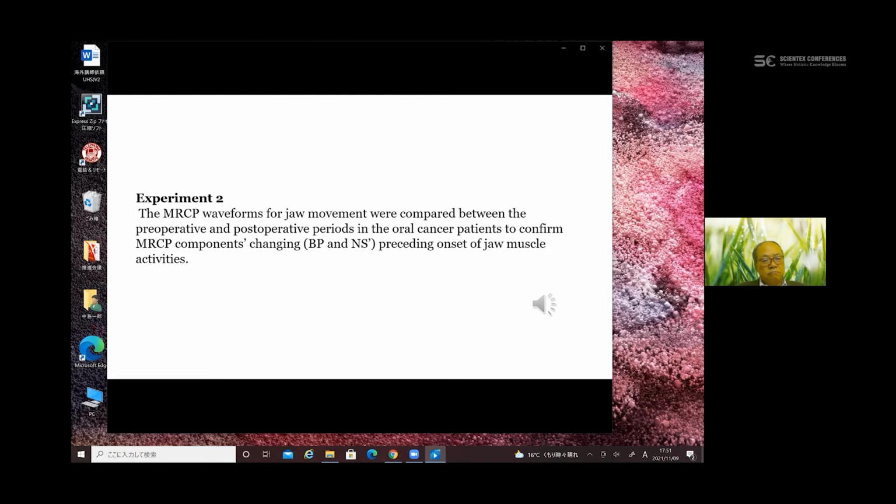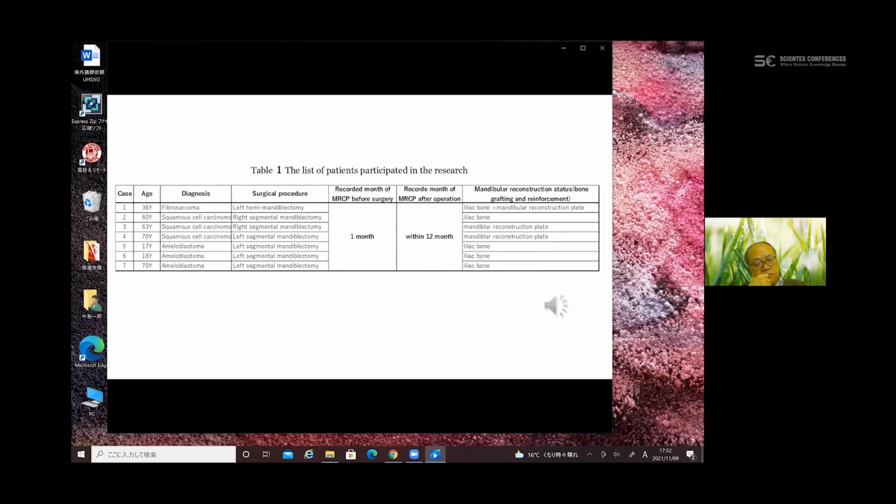Next step, we investigated changes in MRCP waveform components before and after surgery in patients with oral cancer. Seven oral cancer patients in whom the large area of the mandibular bone was excised during tumor resection were enrolled in this study. The patients ranged in age from 17 to 70 at the time of surgery. Additionally, they had upper and lower molars on the non-operative side, unaffected side. Their operation procedures were either segmental mandibulectomy or hemimandibulectomy.